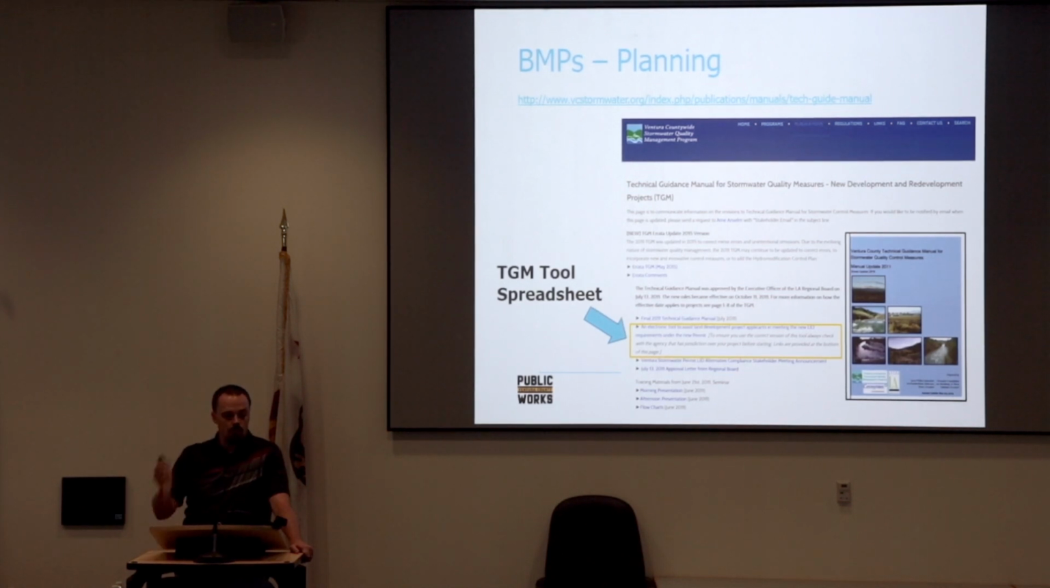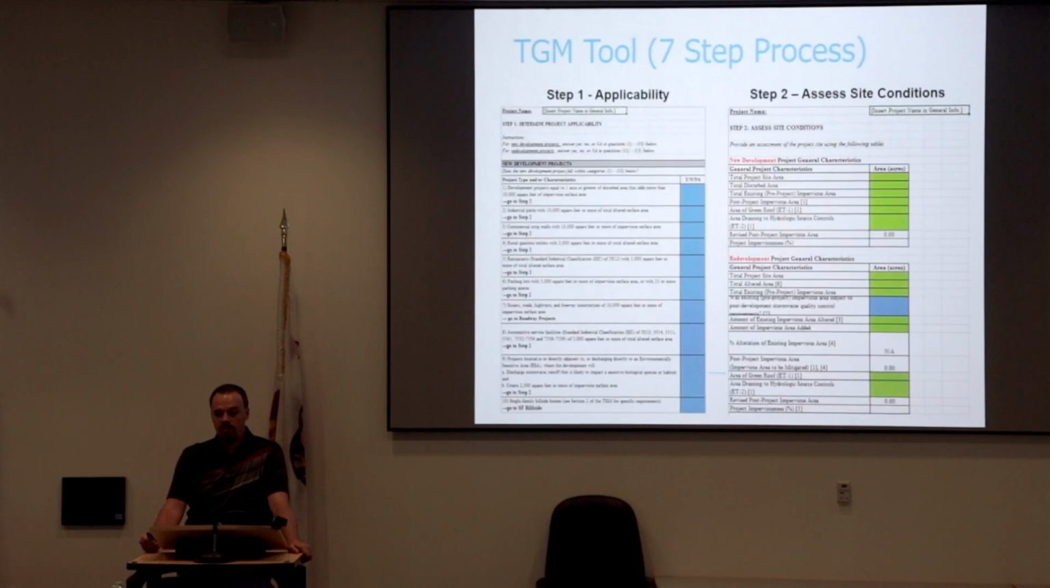So for further planning tools, as part of the technical guidance manual development, we also created the TGM tool. This is a spreadsheet that outlines the steps of how to size and identify how much water you're going to have to retain on site. So here's the location for it. Again, it's on that same page we referenced before for the TGM errata, but you can download it here. And this is just an excerpt from that.